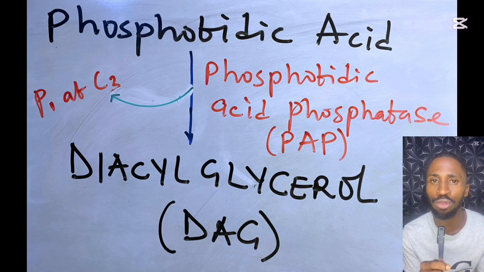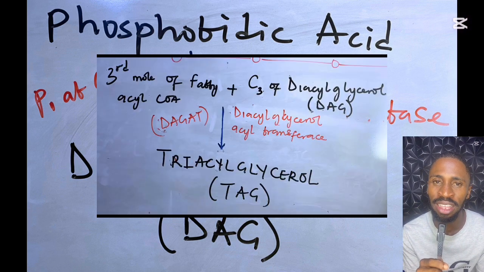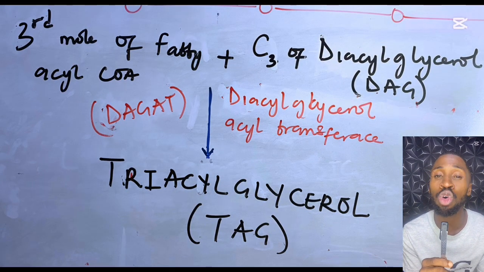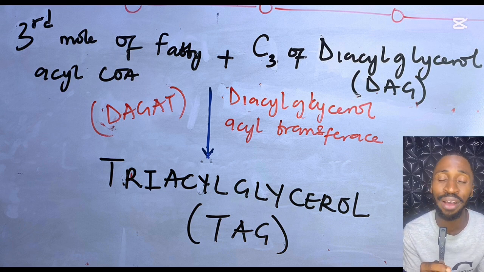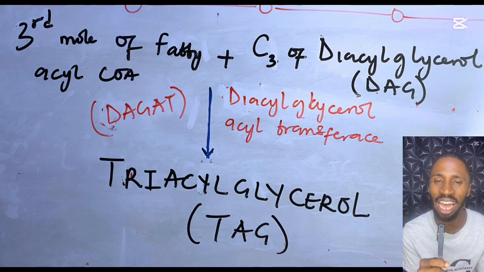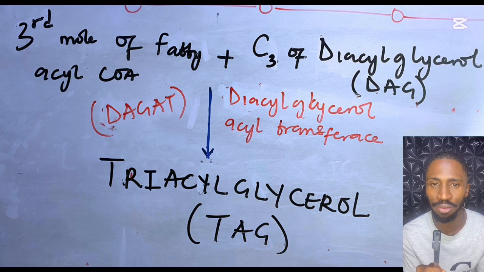If we remove the last phosphate, what will be forming? We'll be forming DAG. So now we have formed DAG. Now we can transfer the last fatty acid from the last fatty acyl-CoA to carbon 3 of DAG to form triacylglycerol, TAG, by DAG acyl transferase. It's very simple. Don't forget.